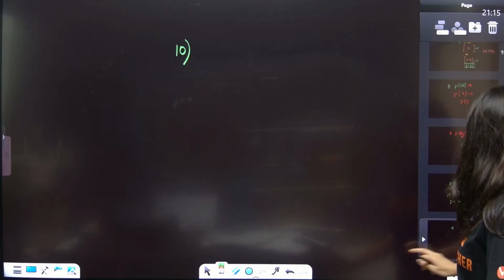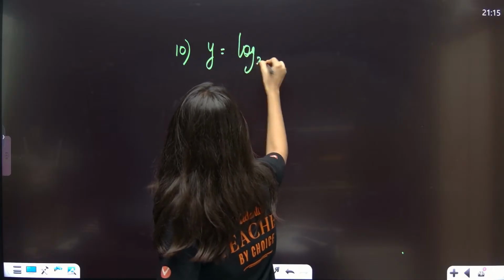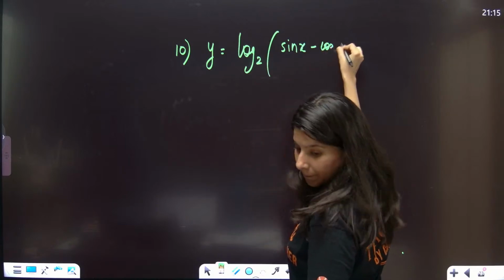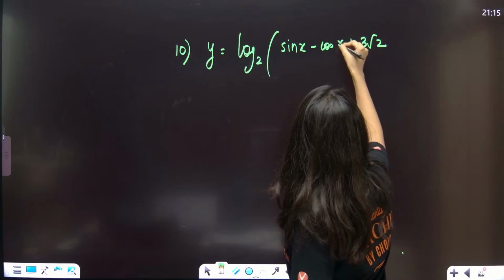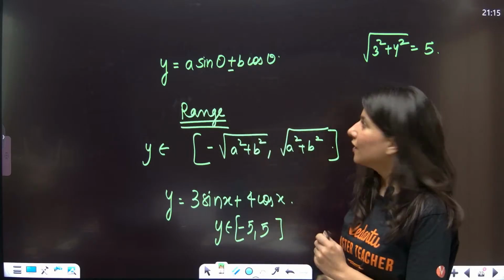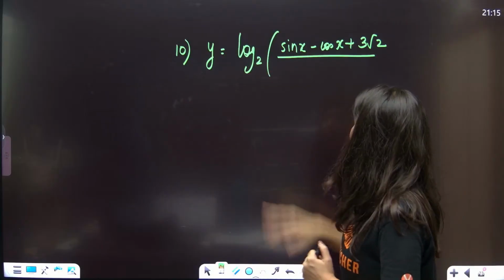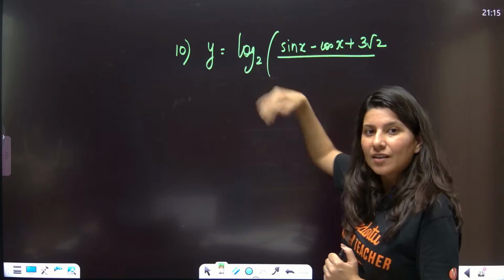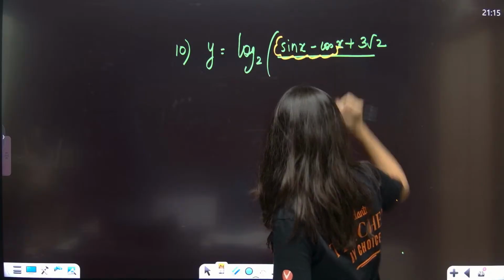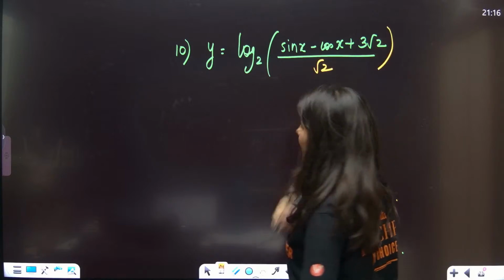So now let's talk about the next question, which is y is equals to log of base 2 of sin x minus cos x plus 3 root 2, upon root 2. By the way, this is a sin theta plus or minus b cos theta. So even if it is a negative sign, this formula will work. So again, same formula, you can calculate the range of this. Find the range.